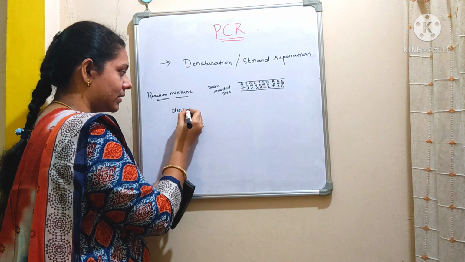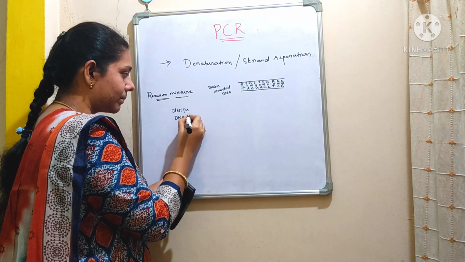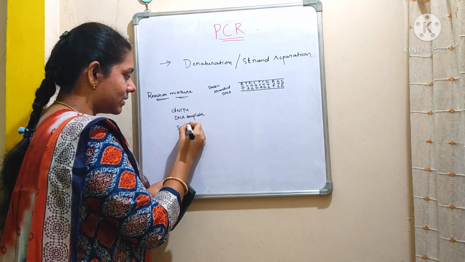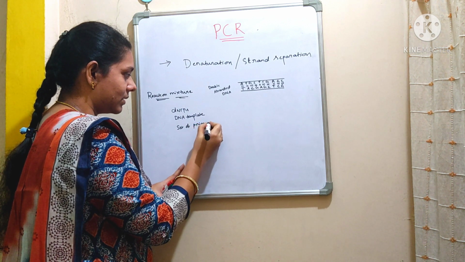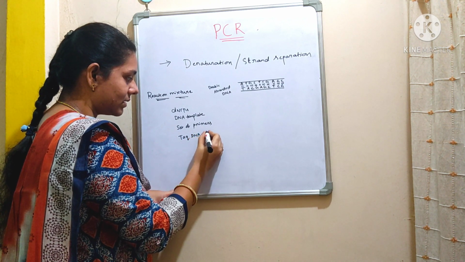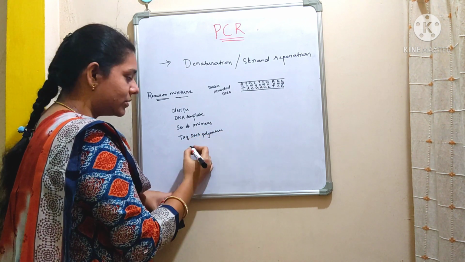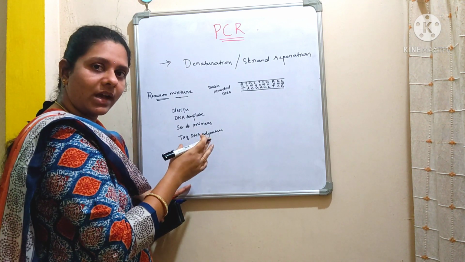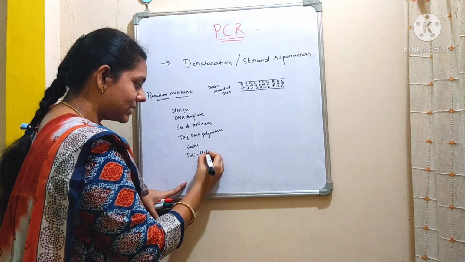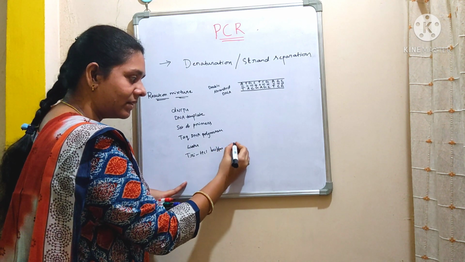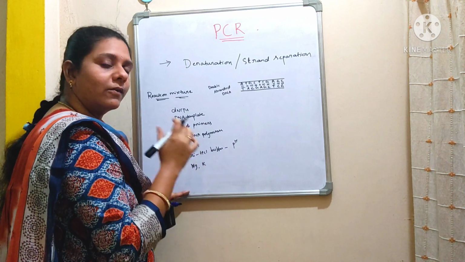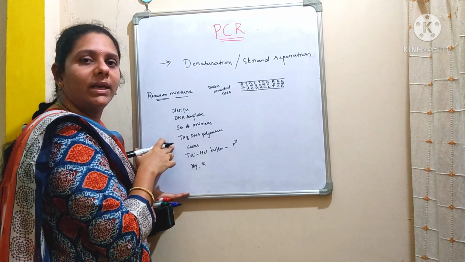dNTPs, you need DNA template, you need a set of primers, you need Taq DNA polymerase, of course you need water when you set up a reaction, and along with this you need to add some Tris-HCl buffer to maintain the pH, and sometimes you can also incorporate magnesium and potassium, which will be used as cofactors for the enzymatic activity.